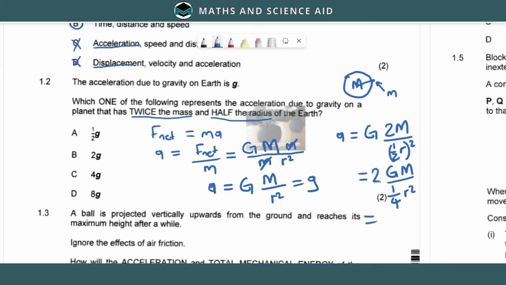And now 2 divided by 1/4 is equal to 8. So we have 8 GM all divided by r squared. And remember that we did show that GM over r squared is equal to the small letter g. So this GM over r squared here, we can write g in place of it. So the acceleration on this planet is 8g. So the answer for 1.2 is D.